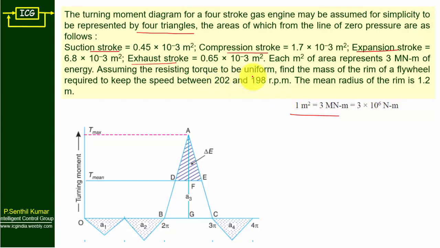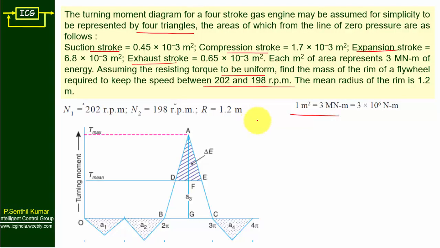Assuming the resisting torque to be uniform, which means Tm is constant, find the mass of the flywheel. So we need to find the mass of the flywheel M to keep the speed between 202 and 198 rpm. So here N1 equals 202 rpm, N2 equals 198 rpm. The mean radius of the rim is given as 1.2 meter. So capital R value is 1.2 meter. Here our aim is to find out the value of M.